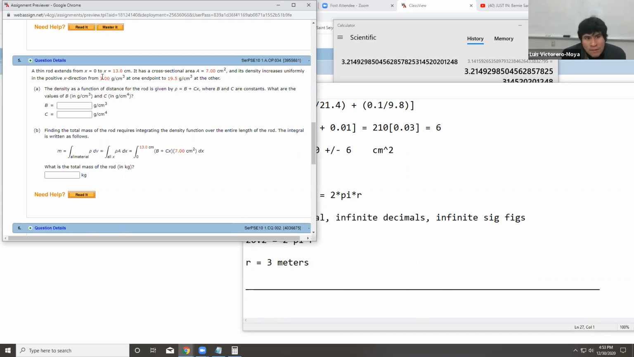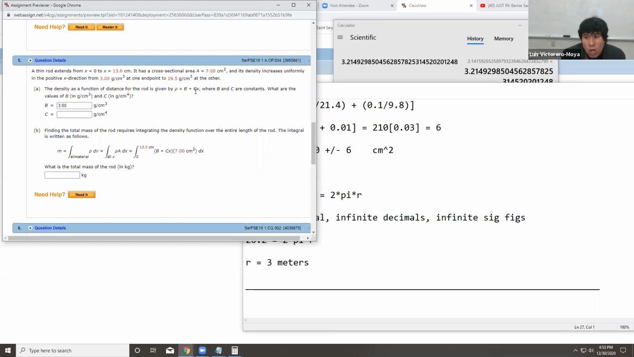So sometimes it can be a linear variation. For x equals 0, the density is 3. For x equals 13 centimeters, it is 19.5 grams per cubic centimeter. So the y-intercept will be 3, meaning that for x equals 0, b is 3. So here I will write 3.0, right?